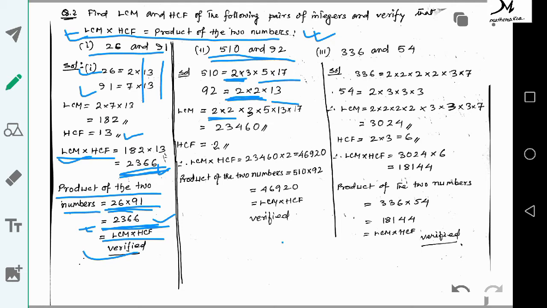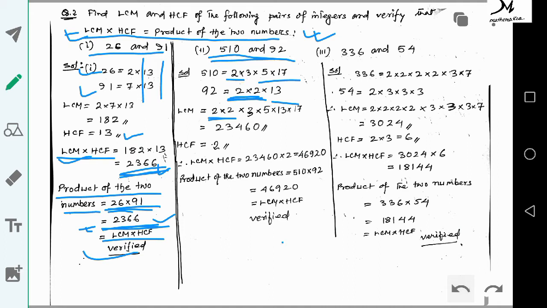So that's why, to be the HCF, a factor should be present in both prime factorization groups. Here you see these two 2's are not present in the first one. There is only one 2. So that's why we have to take only one 2 as the HCF.